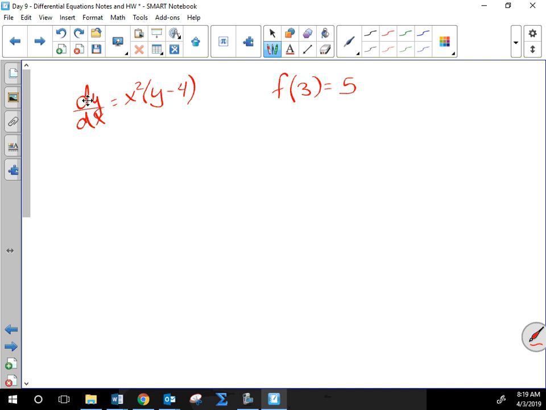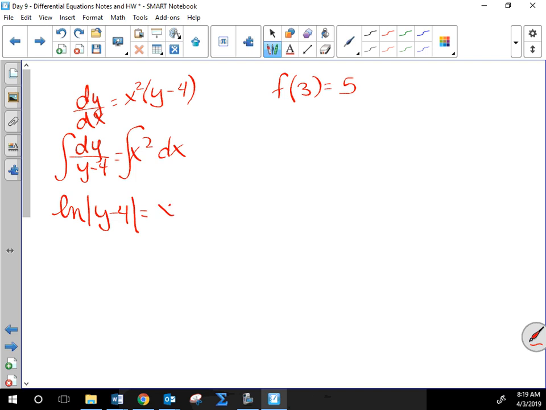What we want to do is, again, separate and integrate. So I'm going to divide by my y minus 4 and multiply by dx. I have dy over (y minus 4) equals x squared dx. I want to start separated. Now I want to integrate. I'm going to need to do a little mini u-sub, but in the end our result would be the natural log of the absolute value of y minus 4. And this would be, add 1 to our exponent and divide by the new exponent, so x cubed over 3 plus c.